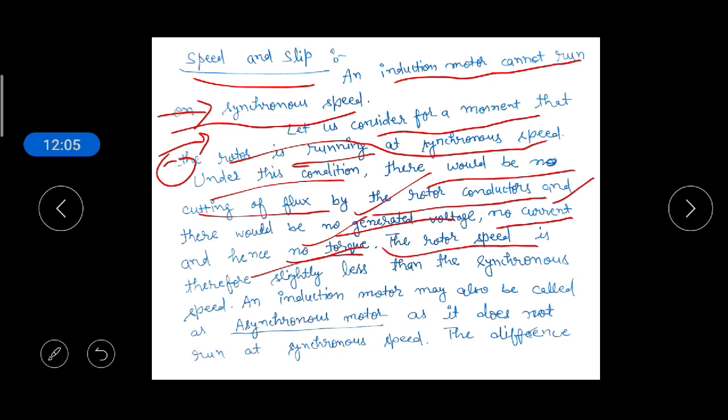Hence, the rotor speed is slightly less. This is also due to inertia. The inertia of the rotor also tends to keep its speed low compared to the stator synchronous speed. Therefore the rotor speed will be slightly less than the synchronous speed, and an induction motor may be called an asynchronous motor, the motor which cannot run at the synchronous speed.